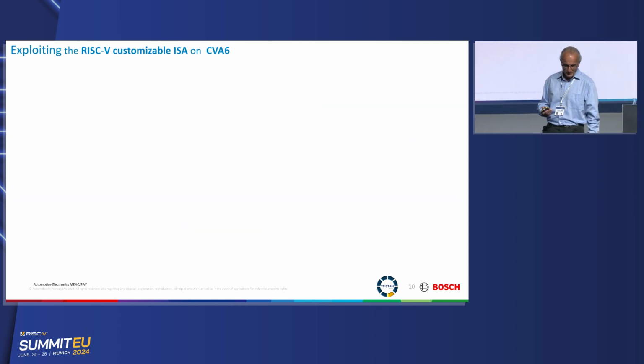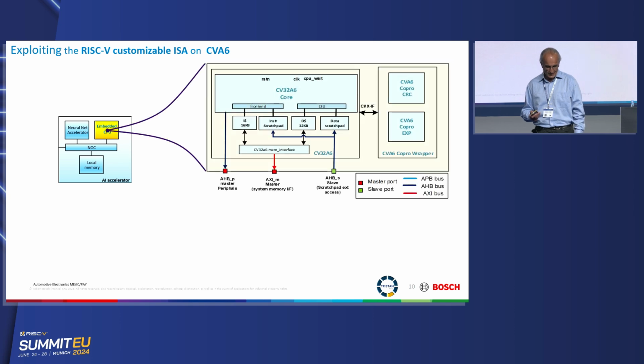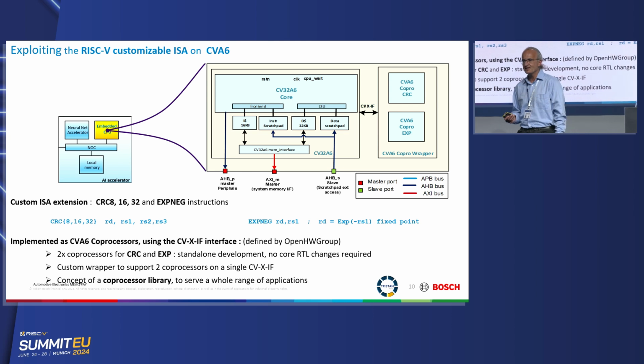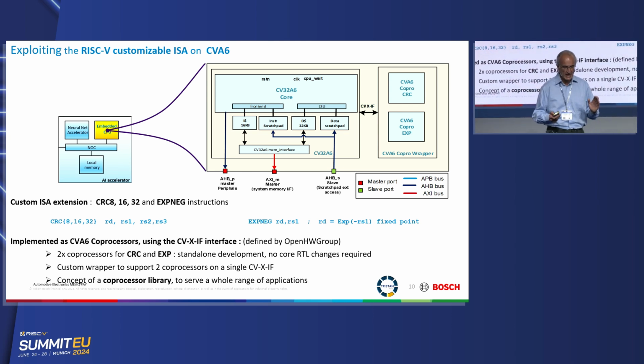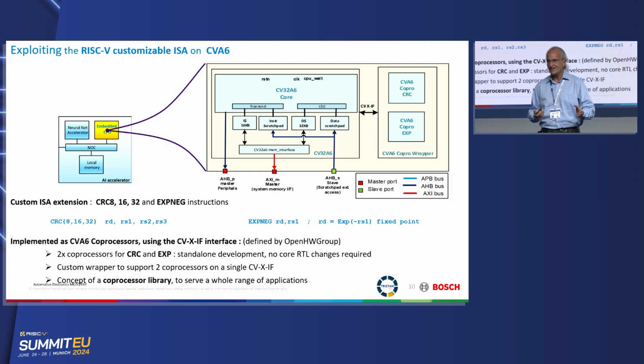So putting everything together and having the advantage of working with CVA6, the CVA6 has another advantage: it provides a dedicated bus called the CVX Interface, where you can attach custom processors, custom coprocessors to your needs. And that means that you can customize the ISA without having to alter the pipeline.